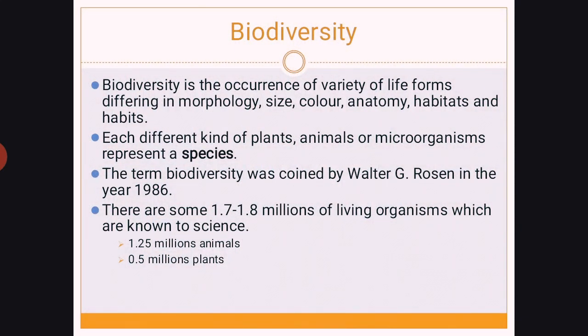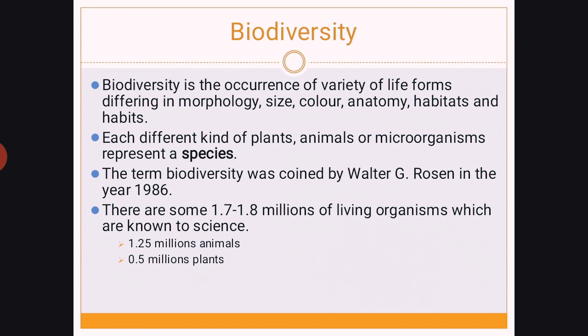Biodiversity is the occurrence of a variety of life forms differing in several factors like morphology, size of the organisms, their color, anatomical structure, where they live and how they behave or their habits, etc. Each different kind of plant, animal and microorganism that we can see represents a group which we call a species.